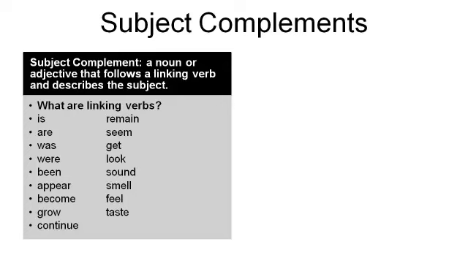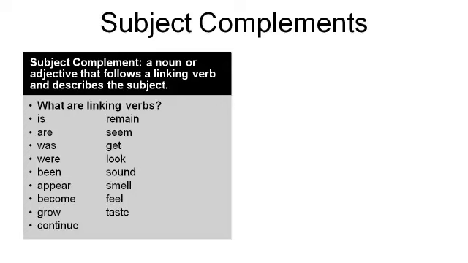But you also have additional words that function as linking verbs. Appear, become, grow, continue, remain, seem, get, look, sound, smell, feel, taste. These are just some examples of the most common linking verbs. In order to spot linking verbs, you just have to memorize them and recognize what they are. And also feel free to consult a current grammar book as a reminder and a refresher.